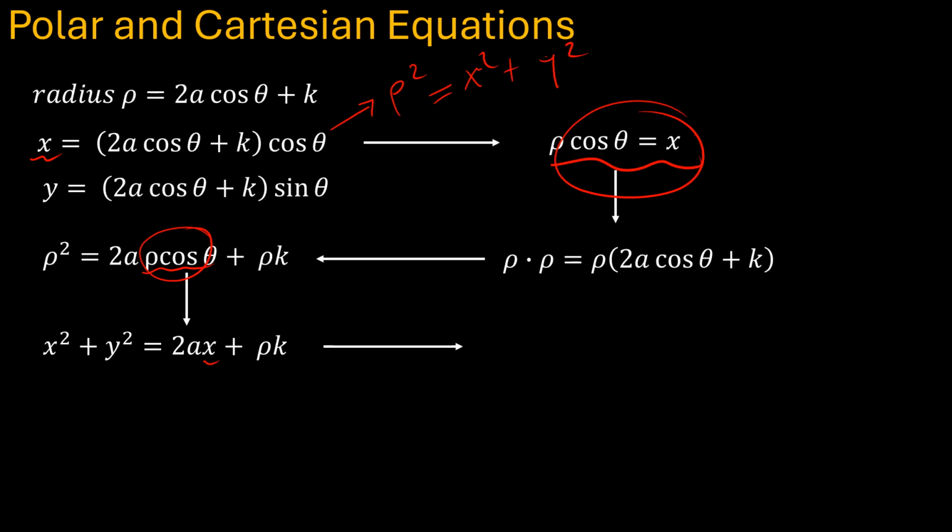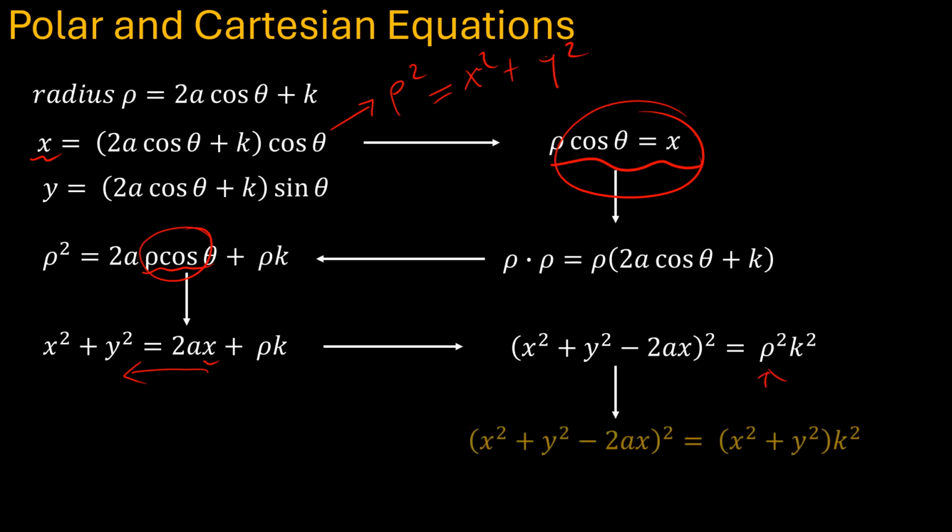And now if we take this to the left hand side and square it, we have x squared plus y squared minus 2ax all squared equals rho squared times k squared. Plug in here x squared plus y squared, and we get the final equation: x squared plus y squared minus 2ax all squared equals x squared plus y squared times k squared. And that is the Cartesian equation of our Limaçon.